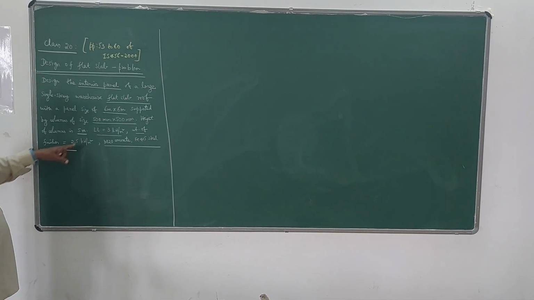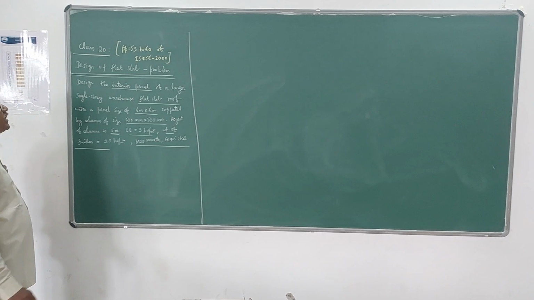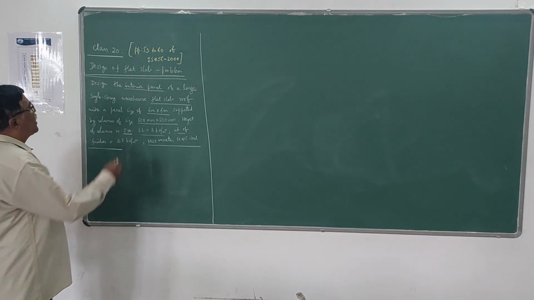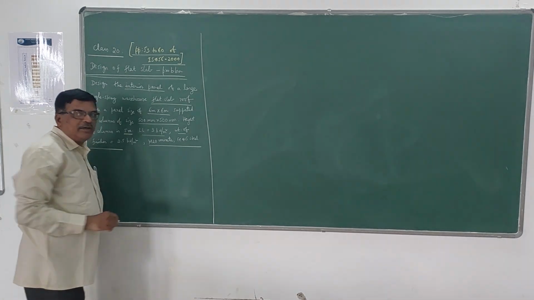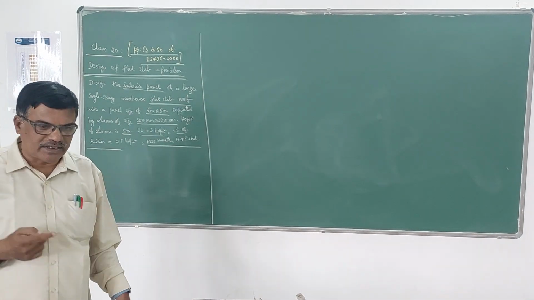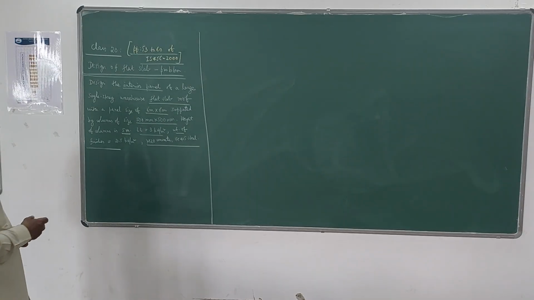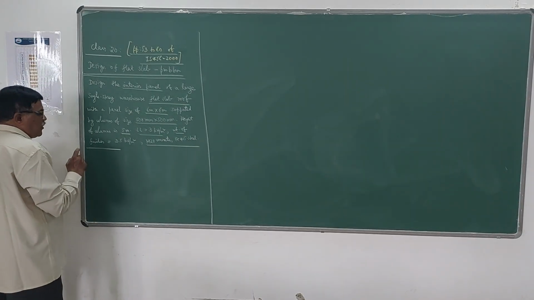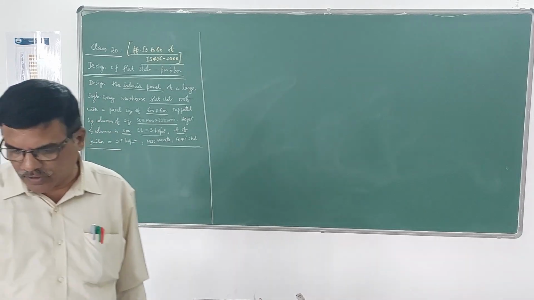So here the columns are square columns, and the panel size is 6 meter by 6 meter. It is the interior panel. So we have to refer to page number 53 to 60 of IS 456 for design of flat slabs. In the examination, this code will be provided. That is why I have to note down the page numbers of the code.